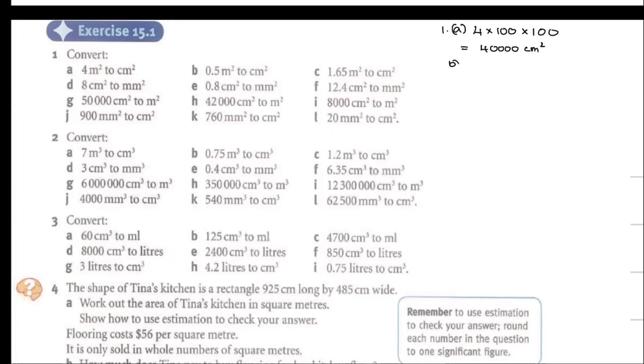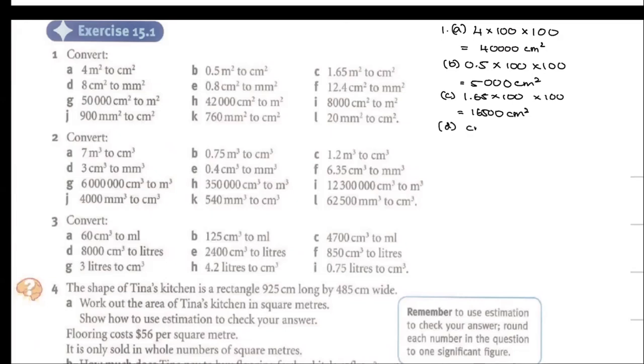Okay, so let's look at question B. 0.5 square meters to square centimeters. Just multiply by 100 two times. So we're going to get 5 followed by 3 zeros, square centimeters. Question C. 1.65 multiplied by 100 multiplied by 100 to change to square centimeter. So it is 16,500 square centimeter.